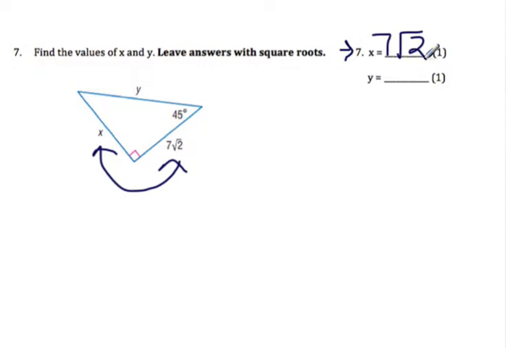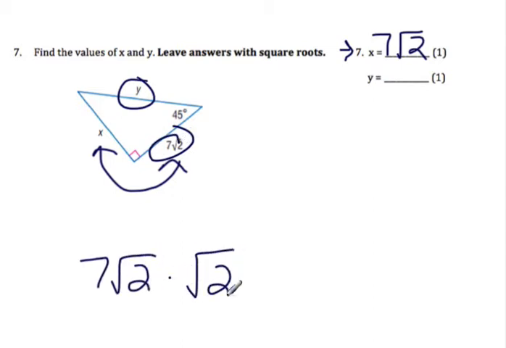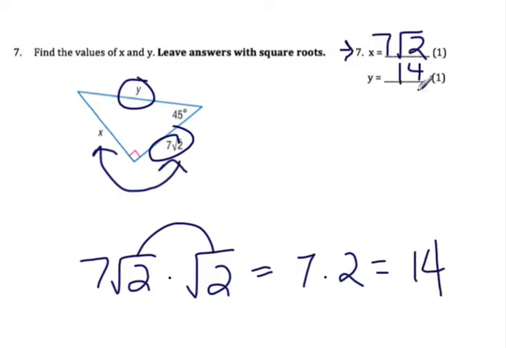So then now it says on my rule sheet, if you are given a leg and you want to find the hypotenuse, which is what y is, you're going to take the leg, which is 7 times the square root of 2, and multiply it times the square root of 2. Well, the square root of 2 times the square root of 2 is just 2. So I really end up getting 7 times 2, which is going to give me 14. So then I get that y is equal to 14.